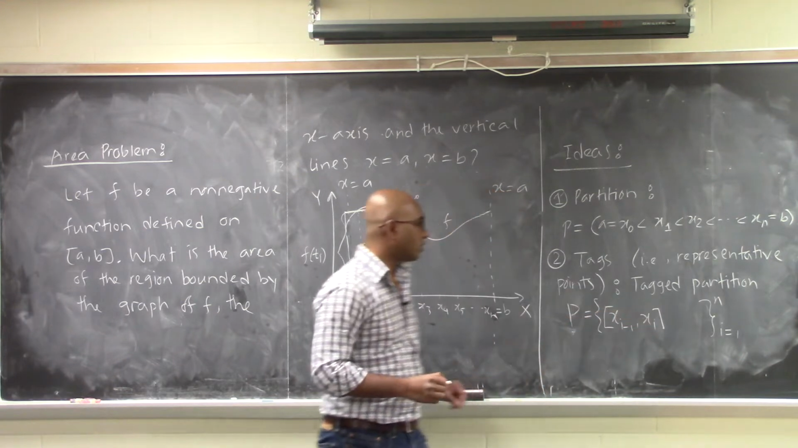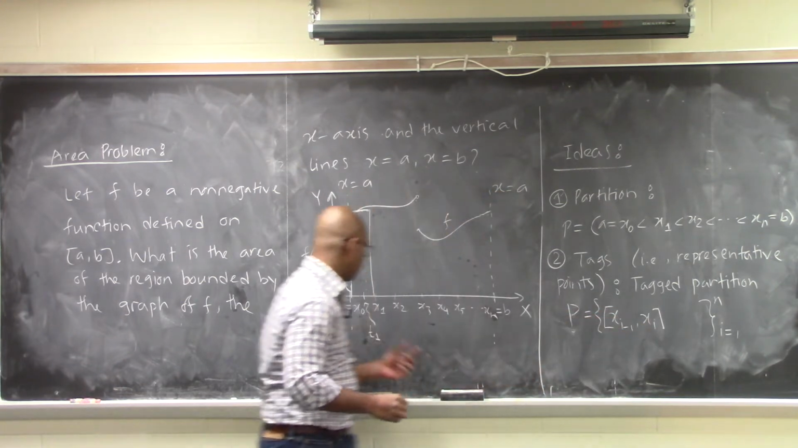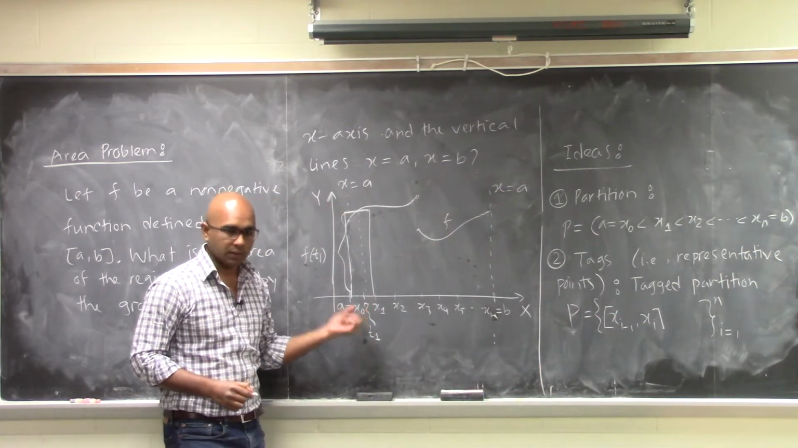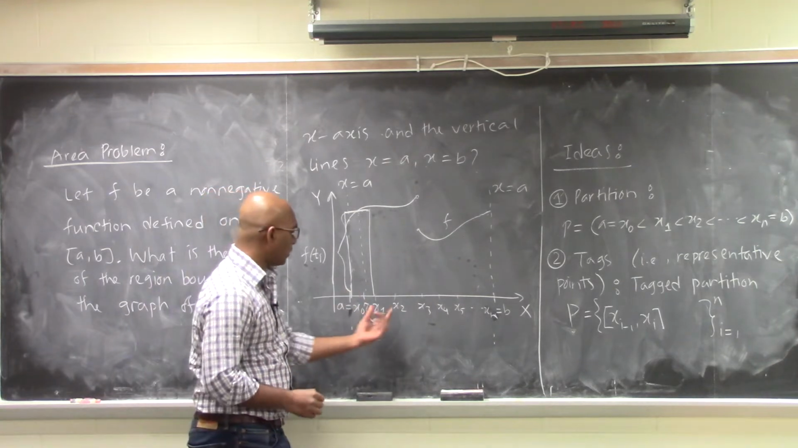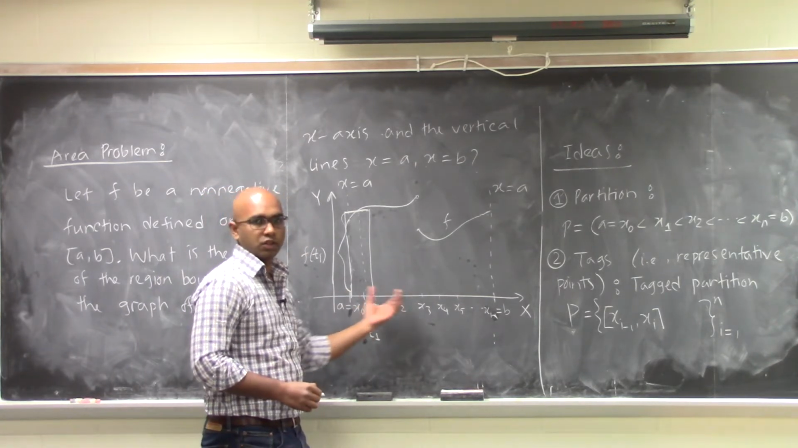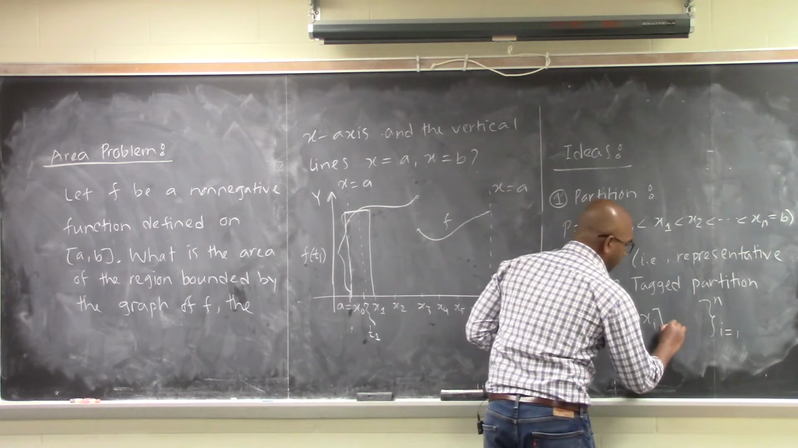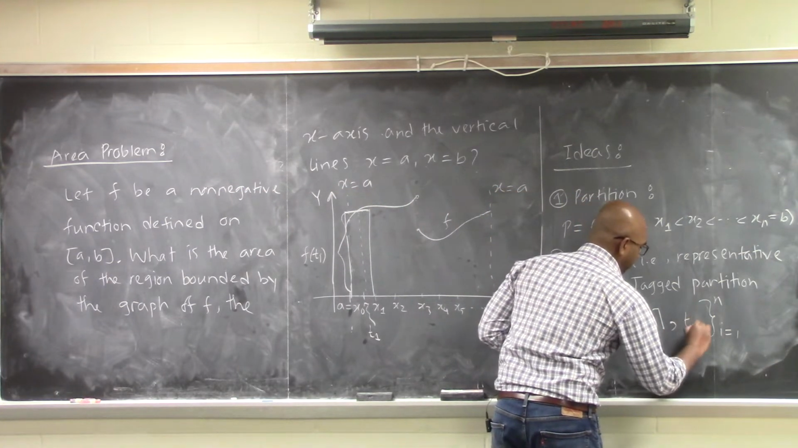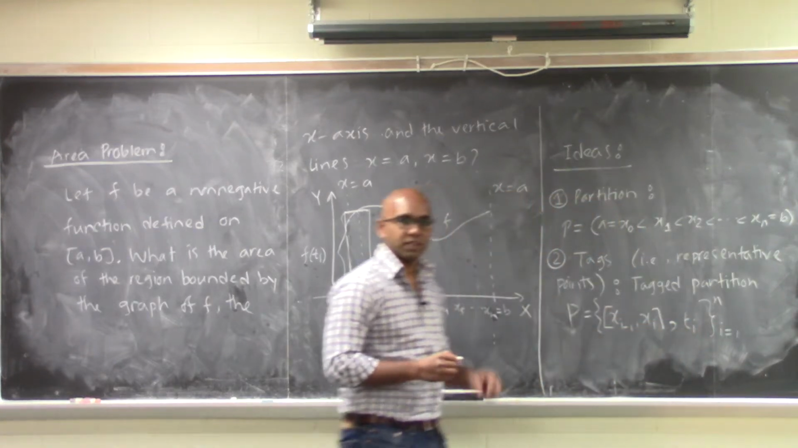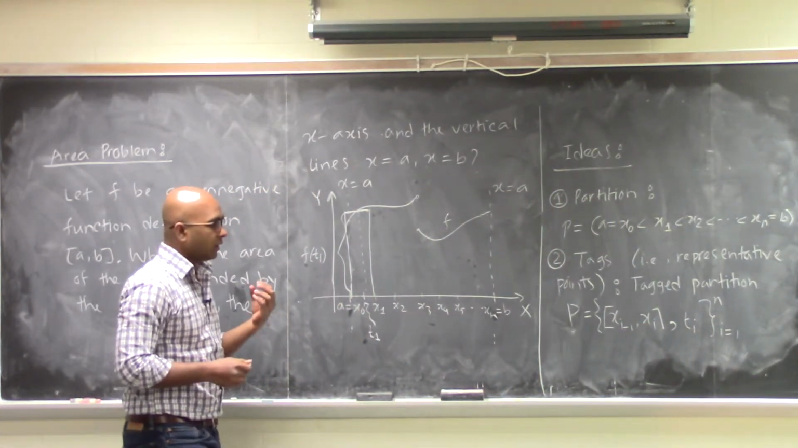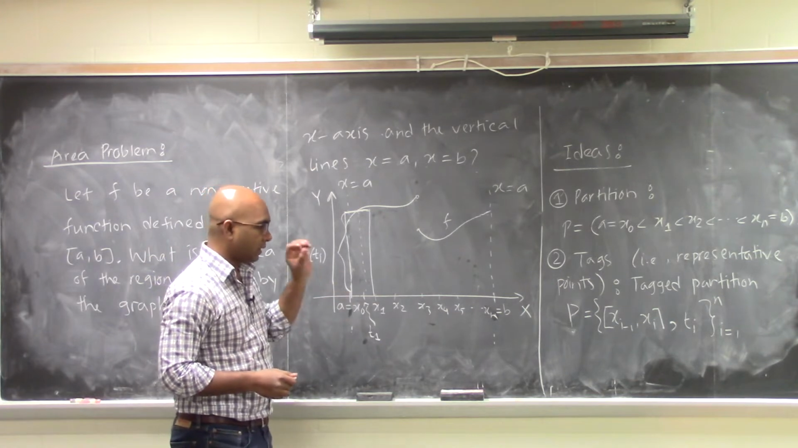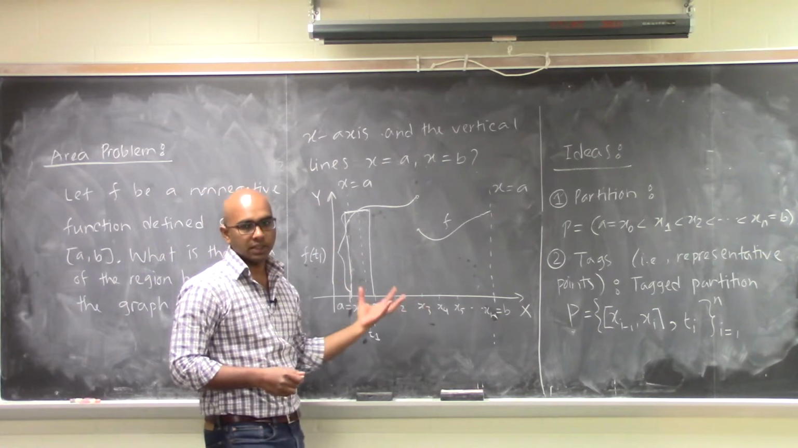So if you plug in i equals 1, you get x sub 0 to x sub 1, which is the very first subinterval. And then if you plug in i equals 2, you get x sub 1 up to x sub 2, and so on and so on. Okay, and when I say tagged partition, then I list our representative points here. So t sub i. Okay, so t sub i is the ith representative point for the ith subinterval.